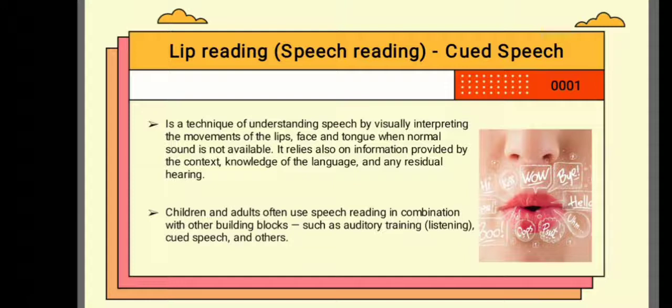Babies will naturally begin using this building block if they can see the speaker's mouth and face. But as a child gets older, he or she still needs some training to use this building block.